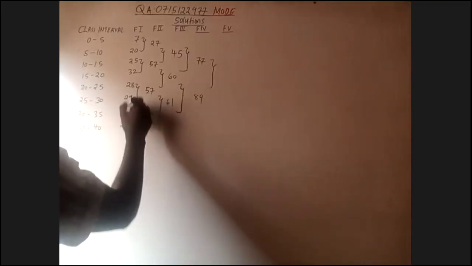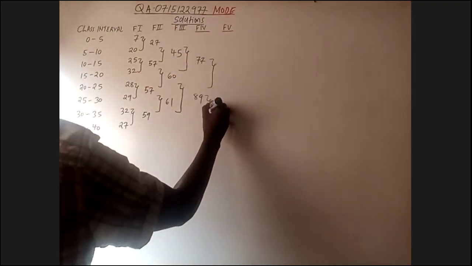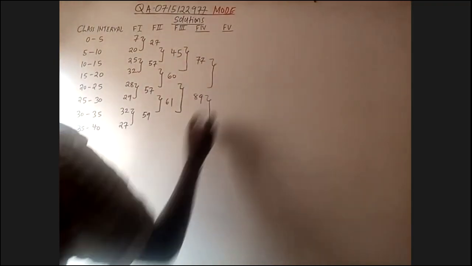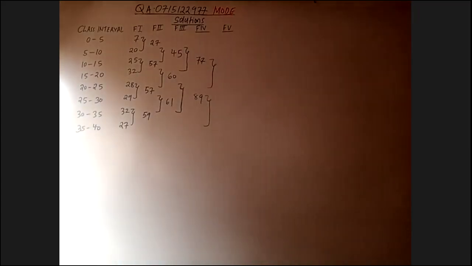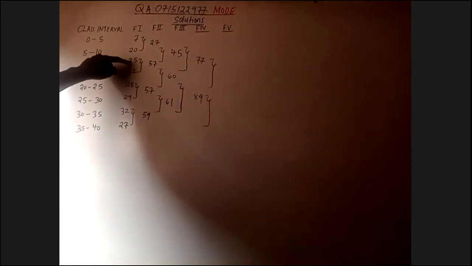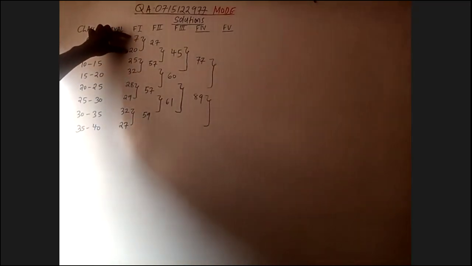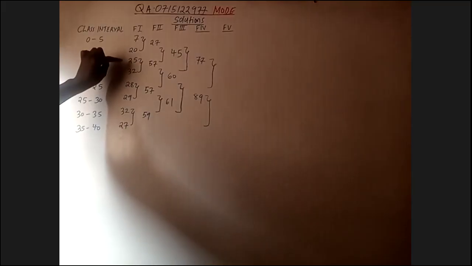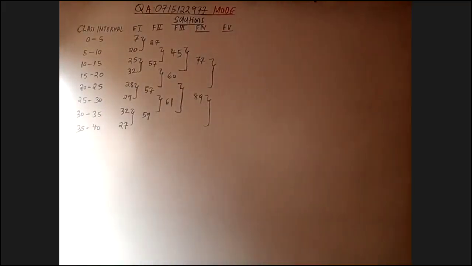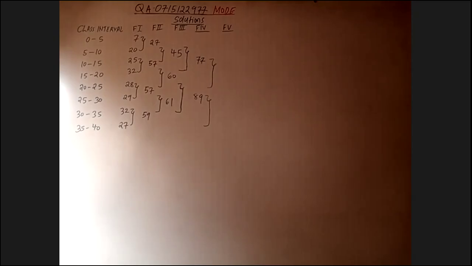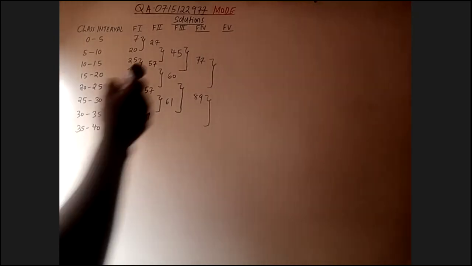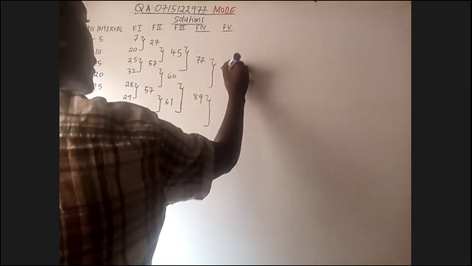And then 29 hadi 27. I think itaishia hapo. That question inaishia hapo. But let us see. So tuna ignore the first two. So 25 plus 32 plus 28, 85. No mwingine.